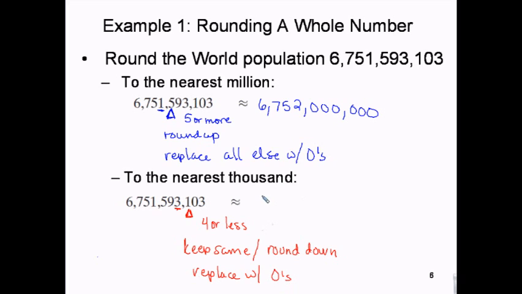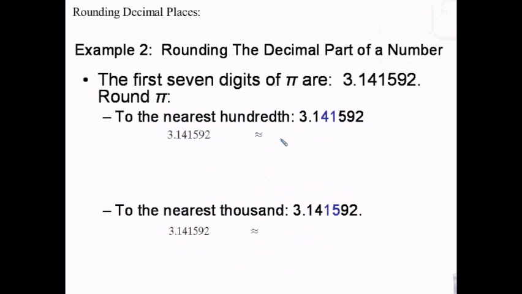So this is going to be 6, 7, 5, 1, 5, 9, 3, and then 3 zeros. This is the same thing. You round to the nearest hundredth. So if I want hundredth, I look at this number. But the difference is, instead of replacing these with zeros, I'm going to get rid of them. Okay, so this is going to be 3.14. And that 592 goes away.